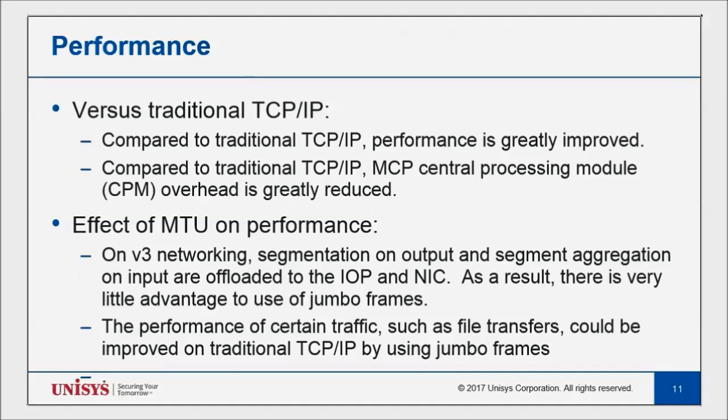The only advantage of using jumbo frames with v3 networking is that there are fewer headers on the wire, so you get a very, very small increase in wire utilization when you go to jumbo frames, but that's really the only advantage. It's a very small amount.